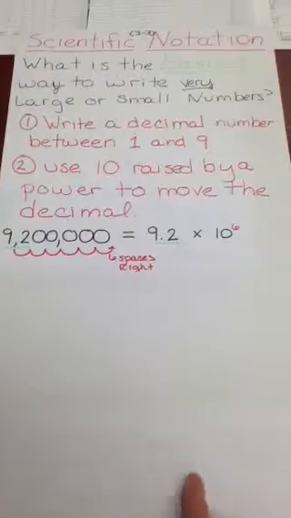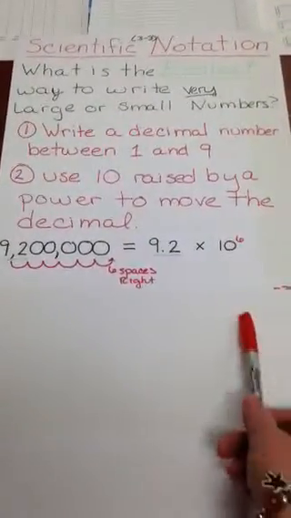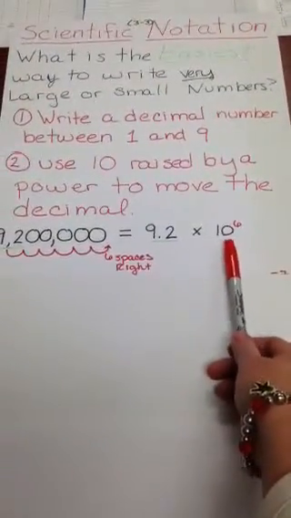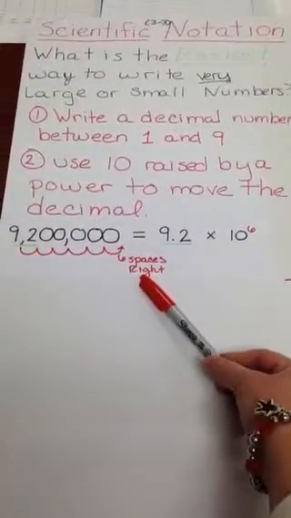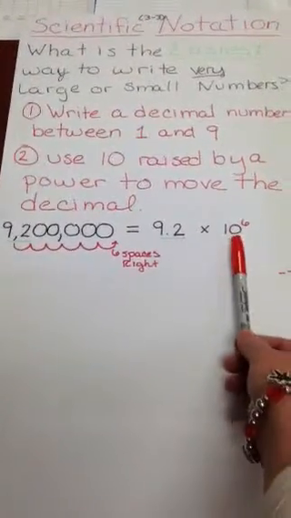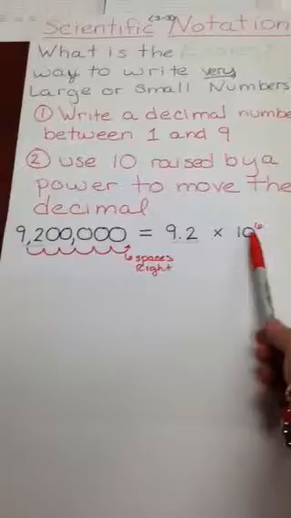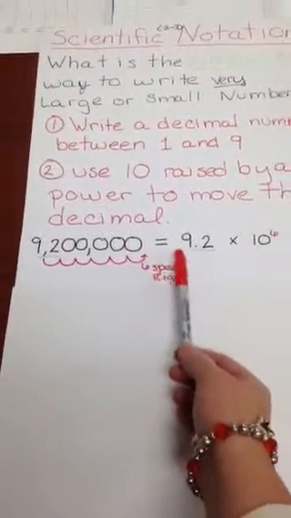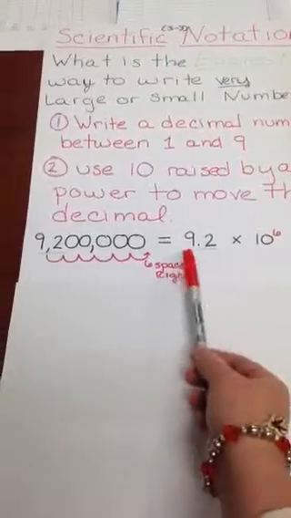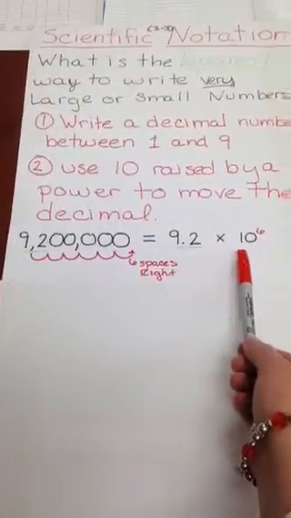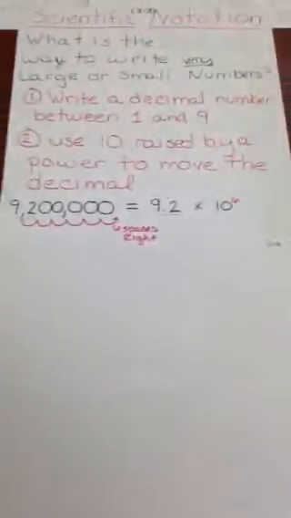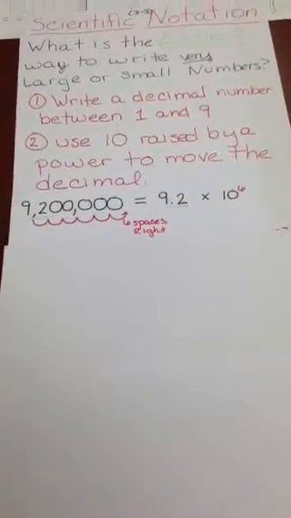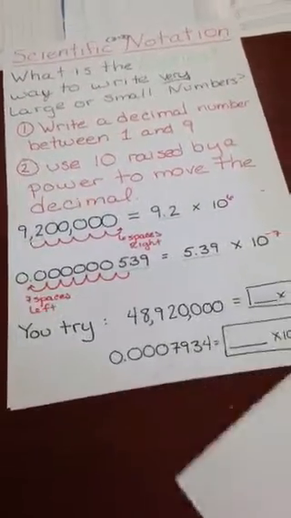Now remember when we were talking about our special case for tens, if I want to move that decimal place 6 spaces to the right, it's 10 raised to the positive 6 power. So 9,200,000 can be written in scientific notation as 9.2 times 10 to the 6th. Now that's a very large number. What about a very small number?